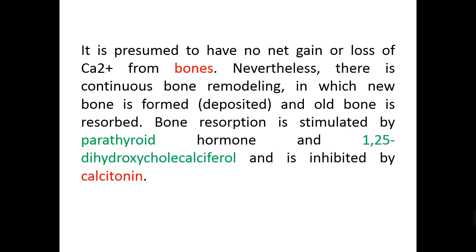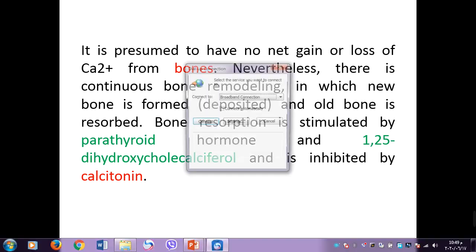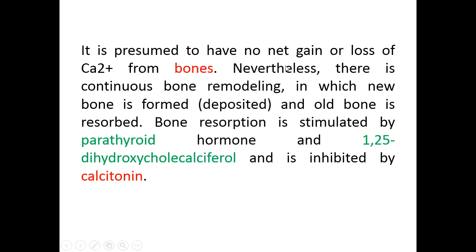Nevertheless, there is a continuous bone remodeling in which new bone is formed by deposition, and old bone is resorbed. Bone resorption is stimulated by parathyroid hormone and vitamin D, while bone resorption is inhibited by calcitonin. Bone resorption means the breakdown of bone to distribute calcium into the circulation. So, bone resorption is stimulated by vitamin D and parathyroid hormone, while it is inhibited by calcitonin hormone.